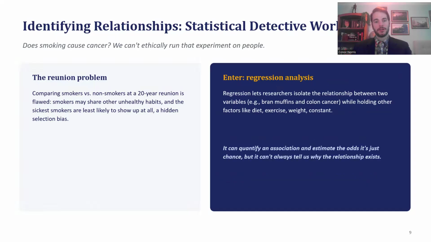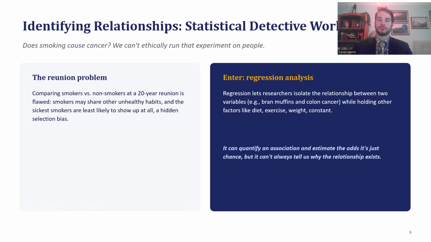When you rely on observational data, you open yourself up to a host of other issues. So for one example, smokers may share other unhealthy habits. Maybe they drink alcohol more, maybe they exercise less, maybe they eat other unhealthy foods. And the sickest smokers, the ones that are suffering the most, are least likely to show up to a high school reunion. So these things create what we call selection bias, where certain people are less likely to do other things, which really complicates our analysis.